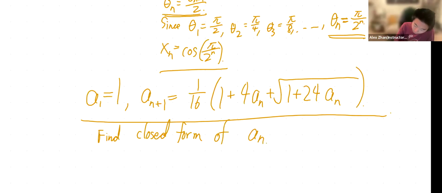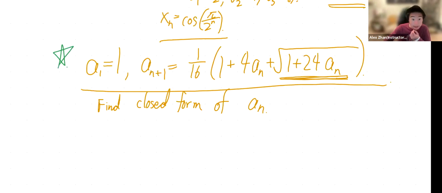The main thing you need to be worried about is the square root of 1 plus 24 an term. Does anyone have any ideas about how to handle this one? Square both sides. Yeah, that's a good idea. Okay, any other ideas? No, okay then.